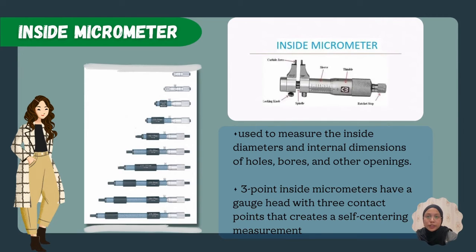Inside micrometer is used to measure the inside diameters and internal dimensions of holes, bores, and other openings. 3-point inside micrometers have a gauge head with 3 contact points that creates a self-centering measurement.